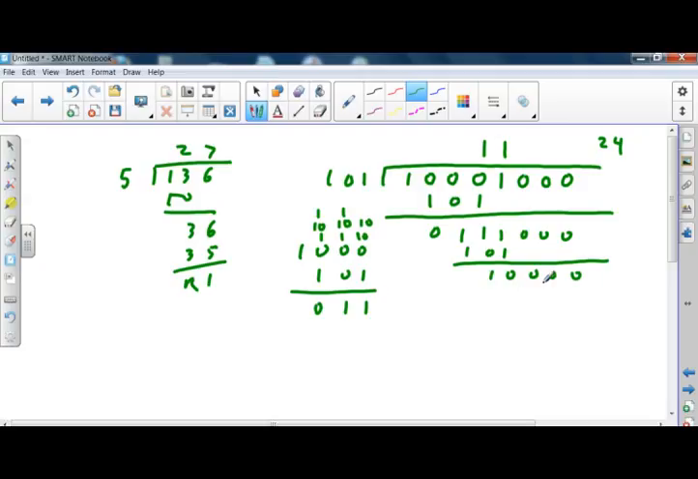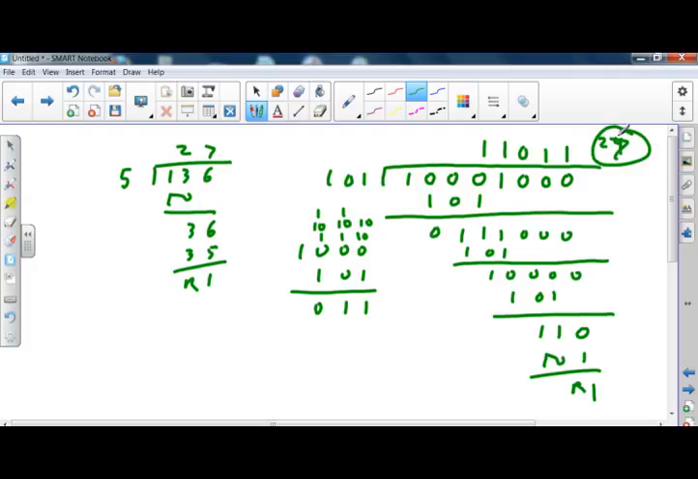I can't go into 100. I put a 0 there. I can go into 1,000. I put a 1 there. 1, 0, 1. All right, now I'm going to subtract 1, 1, 0, bring down the 0. I go in there one time, 1, 0, 1, remainder 1. I'm supposed to have a 27 up there. 16, 24, 25, 26, 27. Boom, I did it. All right.